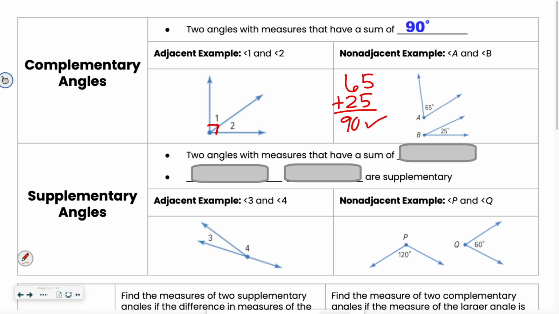Yep. So what do you think supplementary angles would add to? 180. They do. Yeah, they make a straight line. That's why every linear pair is supplementary.